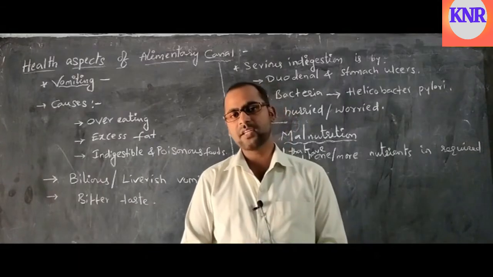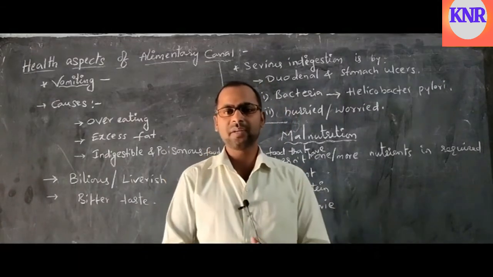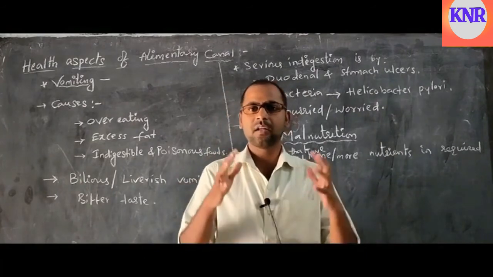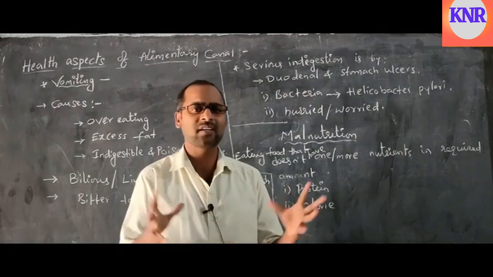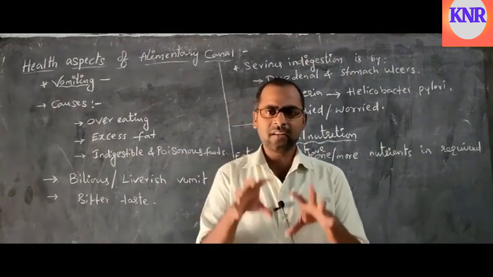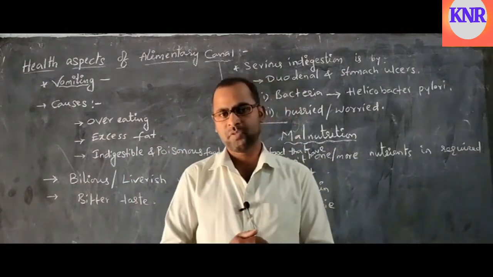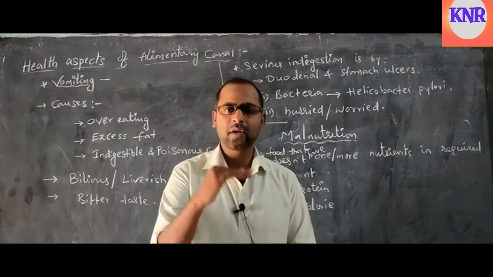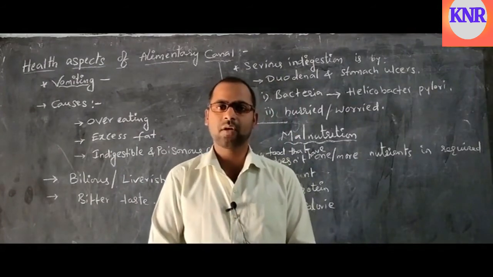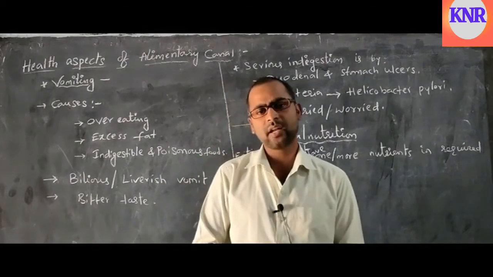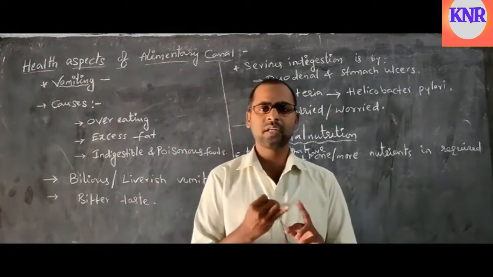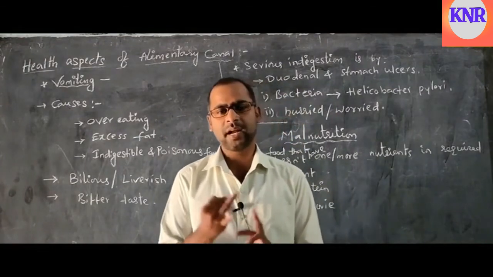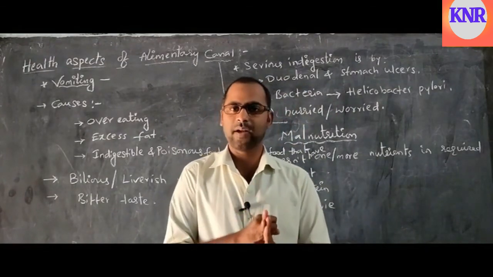Next, vitamin deficiency diseases. Vitamins are the micronutrients of our body. They are not required in huge amounts; they are required in small amounts by our body. That's why they are called micronutrients. The vitamins are classified into two types: the first is water soluble vitamins and the second is fat soluble vitamins.